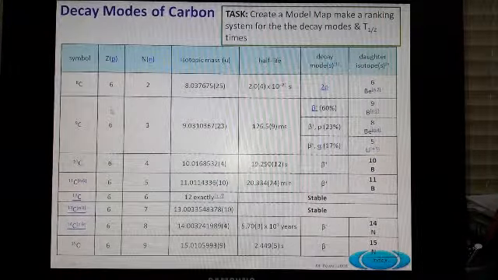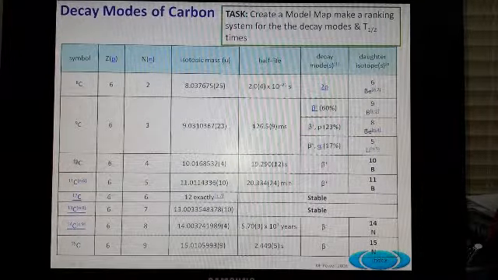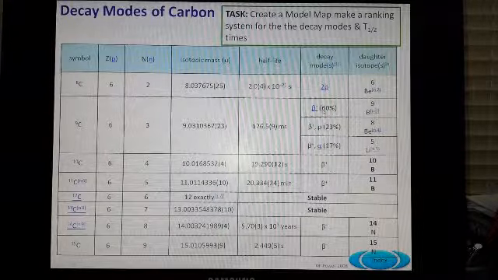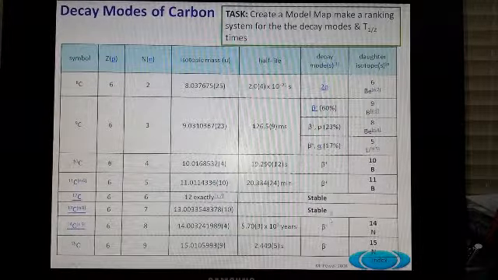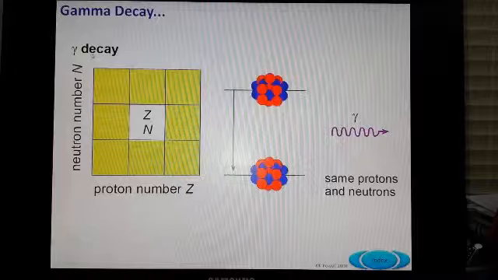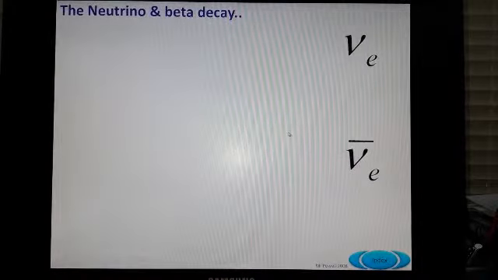Also, think about the idea that in terms of stability, on one side, where you have carbon 8, 9, 10 and 11, we have beta plus decay. So they're trying to get towards stable, whereas beta minus decay is going the other way towards stable. Gamma decay, Z and N won't change, but we're just getting a lower energy state.